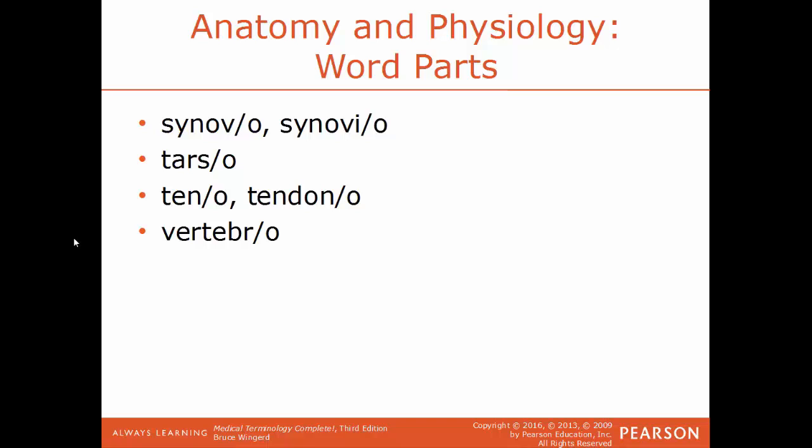Synovo or synovio is a reference to the synovial membrane, which is a membrane that will produce synovial fluid that will help to lubricate the space between the joints, or between the bones of a joint. Tarse or tarso is a reference to the tarsus, which is your ankle bone. Tendo or tendono refers to the tendons. And vertebro is a reference to the vertebrae.